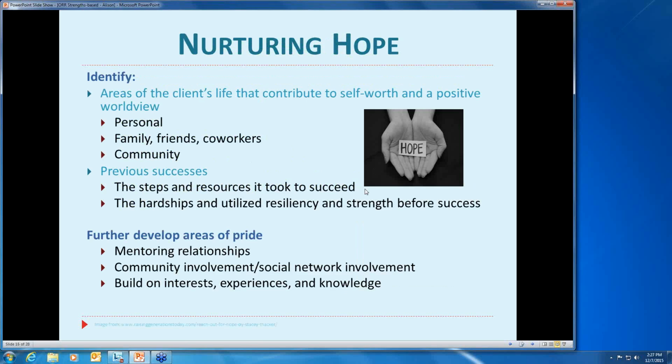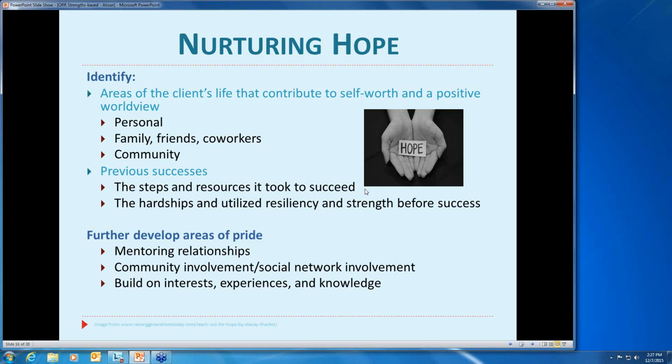So we can help nurture hope by helping the client solidify a positive identity. We can do this by helping the client identify areas of their life that contribute to self-worth and a positive worldview. So for personal, how do they view themselves? Are they creative? Are they athletic, hardworking? Usually someone will be able to identify something in that area that they are or that they used to see themselves as.